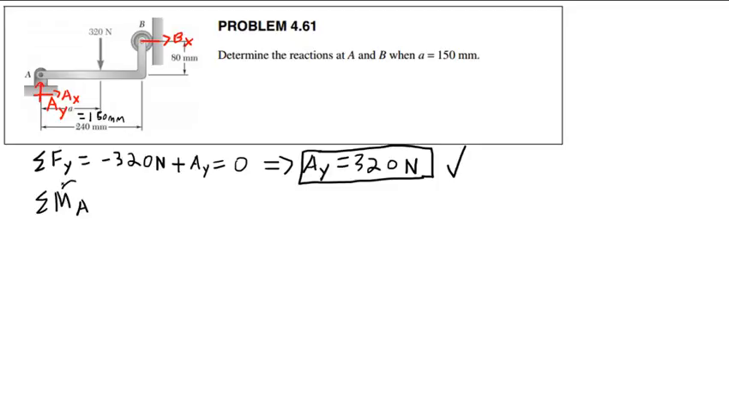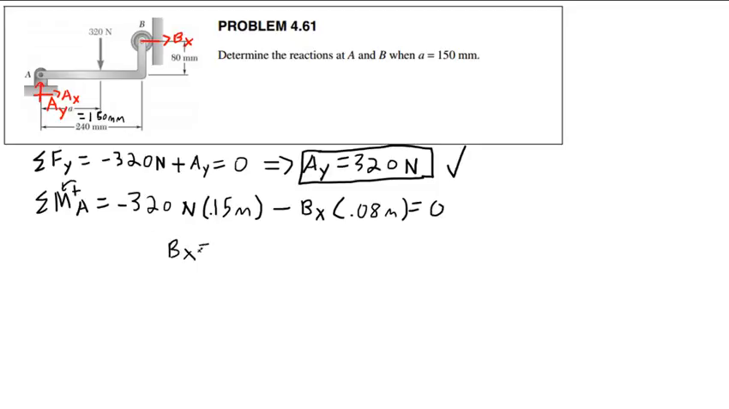Sum of moments about point A, counterclockwise positive. I'm going to have 320 newtons, negative, because it's clockwise about point A, times 0.15 meters, minus BX times 0.08 meters equals 0. All right, and then let's see here. So BX is going to be equal to negative 320 times 0.15 over 0.08, which, let me throw that into my calculator.